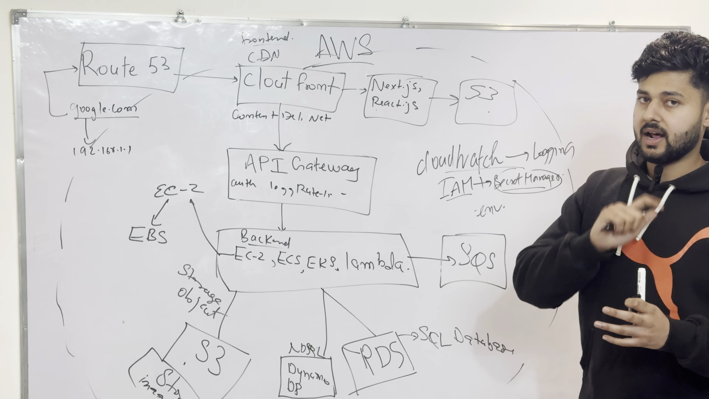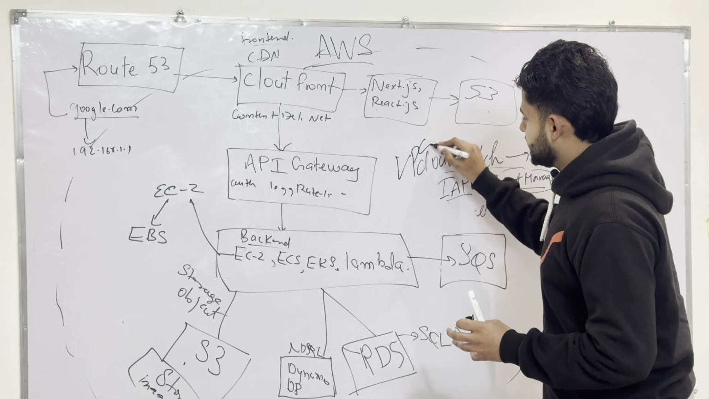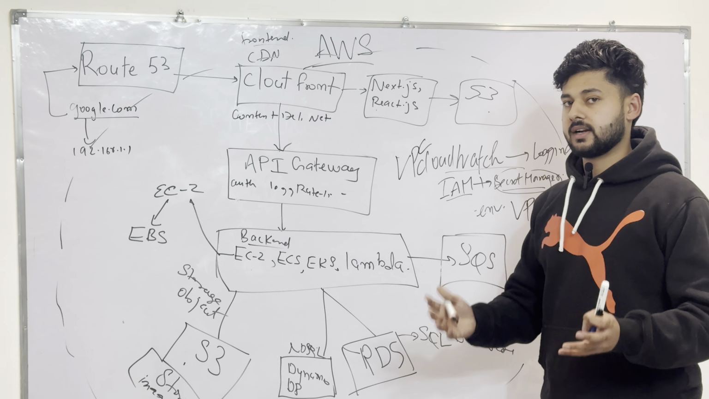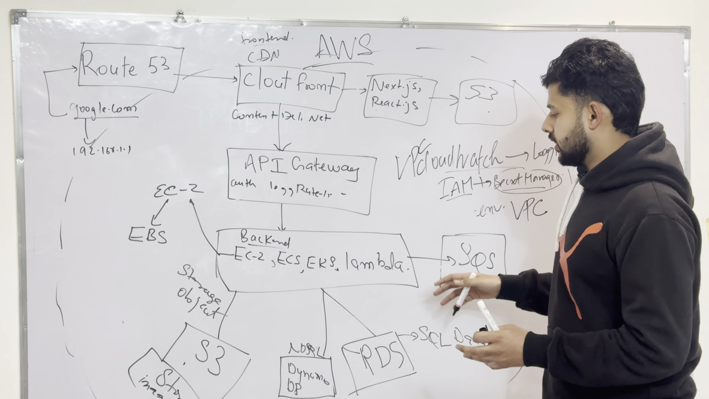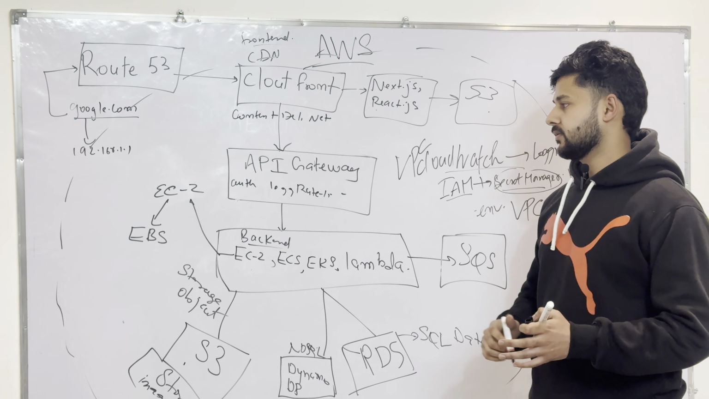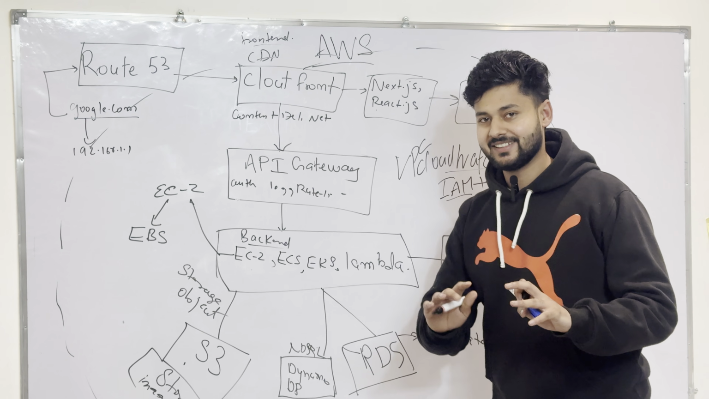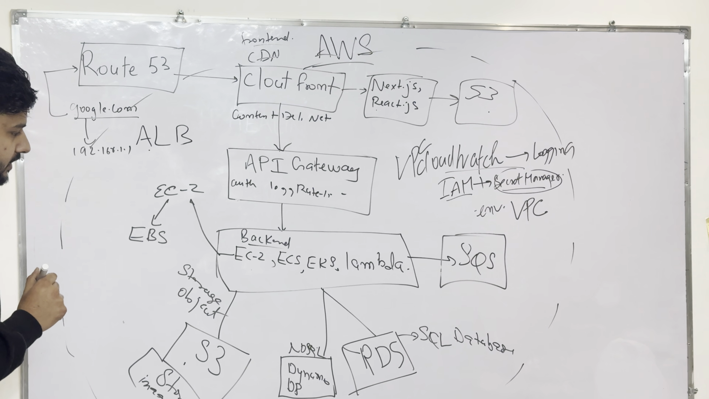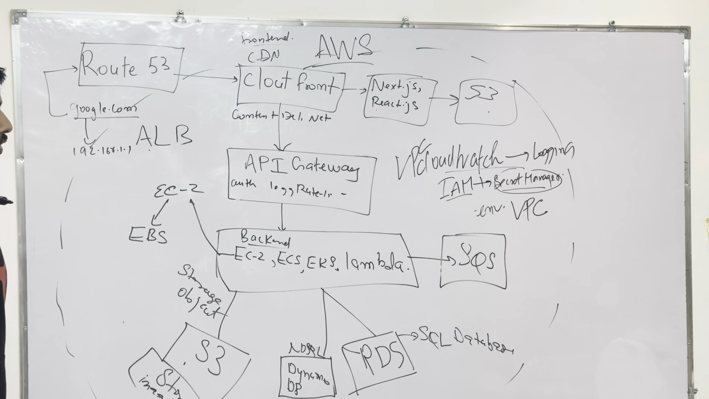And we have one more last thing, that is VPC. This is your virtual private network. All this will be inside it. Then we have ALB, Application Load Balancer. Basically your load balancer can go in two places.